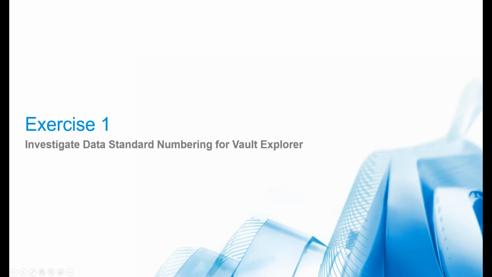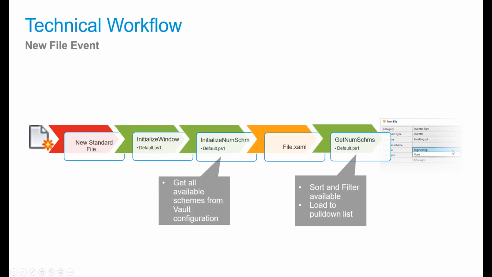Exercise 1. Investigate data standard numbering for Vault Explorer. Before we start writing new business logic to filter numbering schemes, we should get an insight. How does a sequence of initialization, dialog loading, and code behind the dialog look like? To investigate, you can apply the steps learned for investigations in Chapter 10.